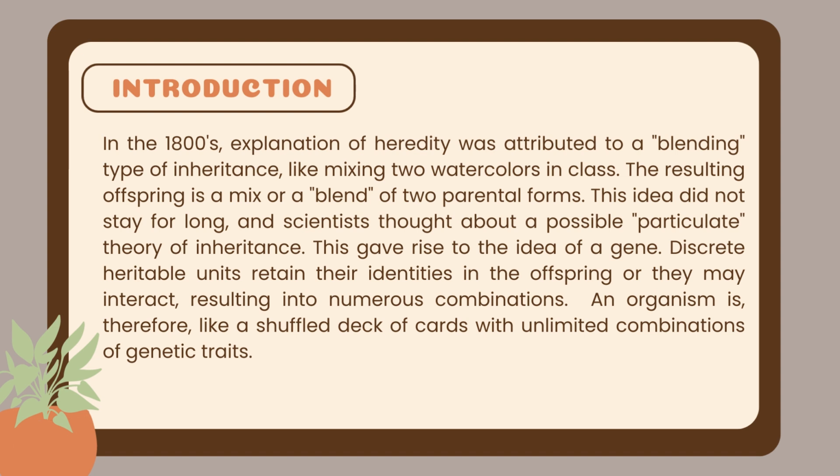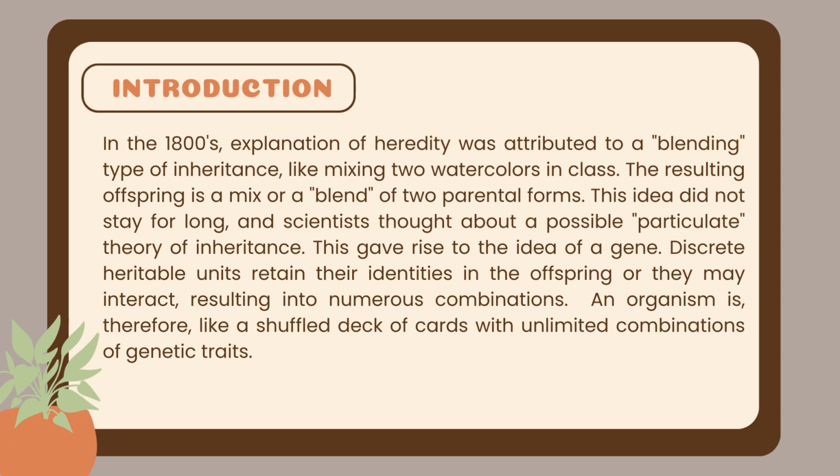This idea did not stay for long, and scientists thought about a possible particulate theory of inheritance. When we say particulate, it is relating to or in the form of minute separate particles. This gave rise to the idea of kin. These great heritable units retain their identities in the offspring or they may interact, resulting in numerous combinations. An organism is therefore like a shuffled deck of cards with unlimited combinations of genetic traits.